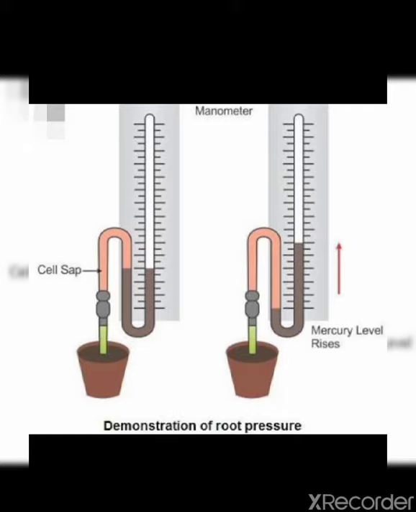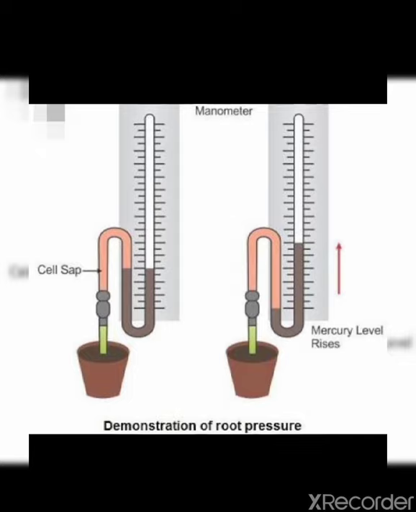Before explaining this experiment, first I want to tell you what root pressure is. You know that roots absorb water from the soil continuously. So root pressure is the pressure developed in the roots due to continued inward movement of water through cell to cell osmosis, which helps in the ascent of cell sap, meaning the upward flow of water or cell sap through the stem.